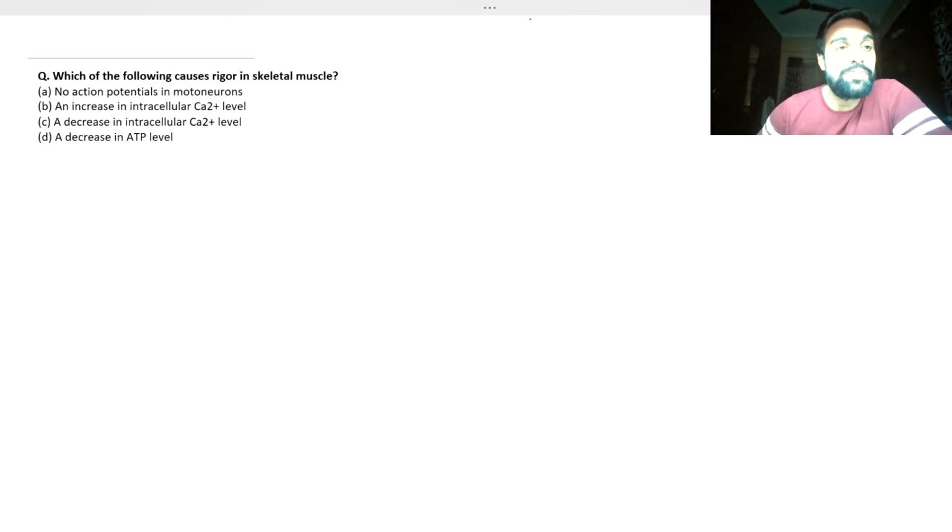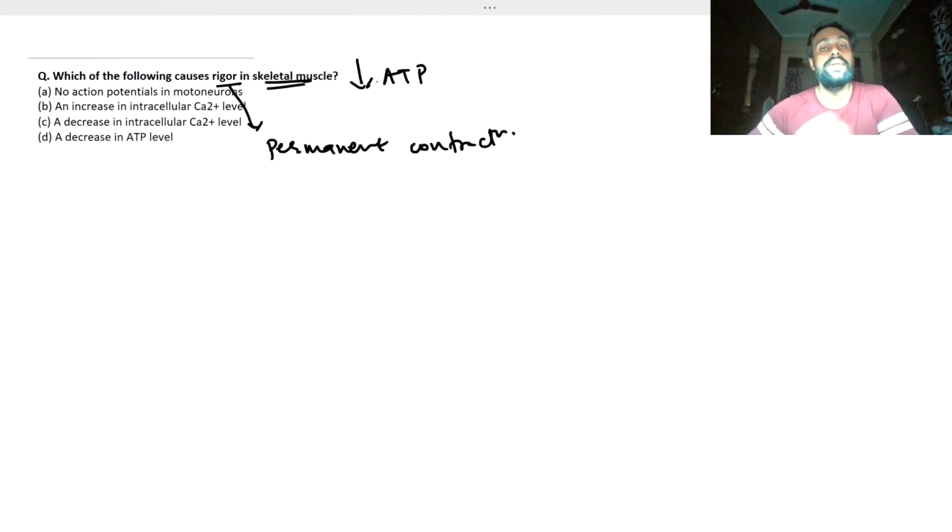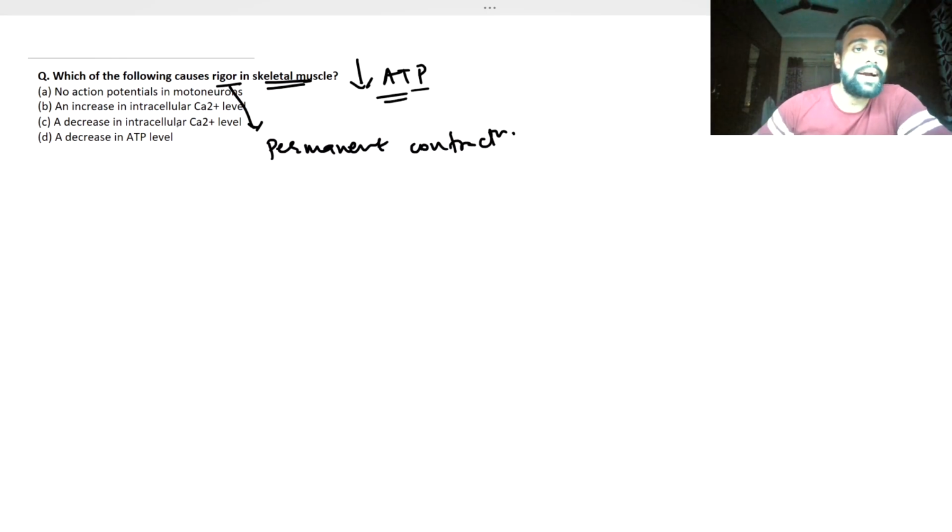The next MCQ is, which of the following causes rigor in skeletal muscle? The options are A, no action potentials in the motor neurons; B, an increase in intracellular calcium level; C, a decrease in intracellular calcium level; and D, a decrease in ATP level. Now, this rigor is a state of permanent contraction in the skeletal muscles, in case of decreased ATP, where the ATP, adenosine triphosphate, is depleted. So the correct answer as per these options is a decrease in ATP level.